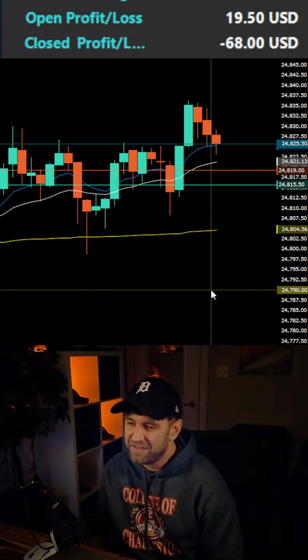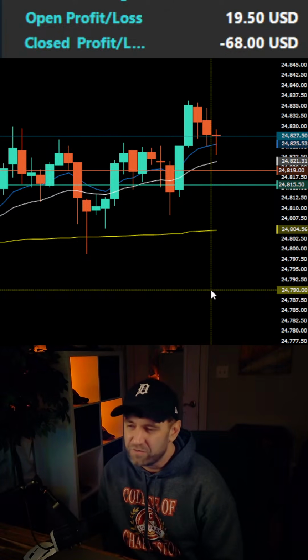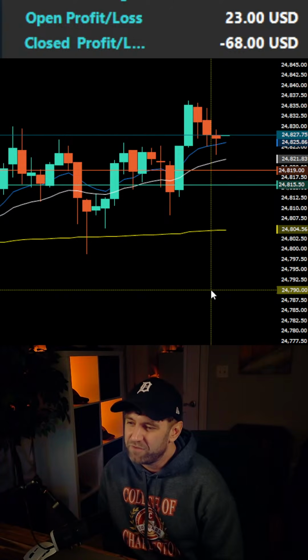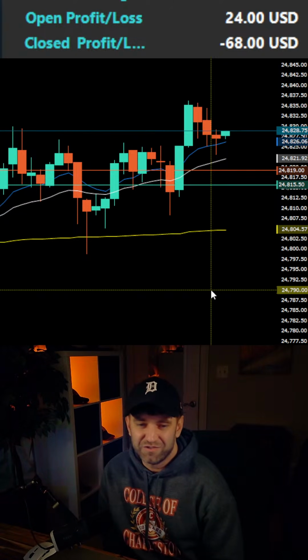We're testing out a 9 EMA, 21 EMA crossover strat in combination with VWAP for bias. This isn't how I normally trade, so just keep that in mind.